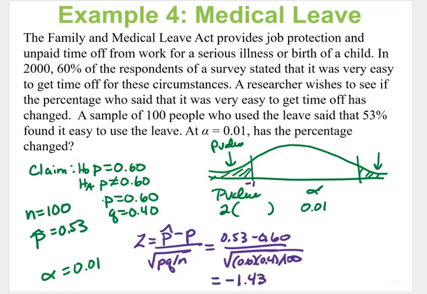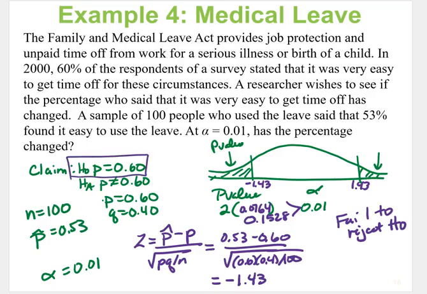So negative 1.43 is here, positive 1.43 is here. I'm going to look up the left one because that's definitely easier. When I look up this area right here, that area turns out to be 0.0764. Take twice that, and that turns out to be 0.1528. That is definitely much larger than our alpha. Because the p-value is much larger, we fail to reject our null hypothesis, and that was our claim. So we can't reject this, which is good news for us.